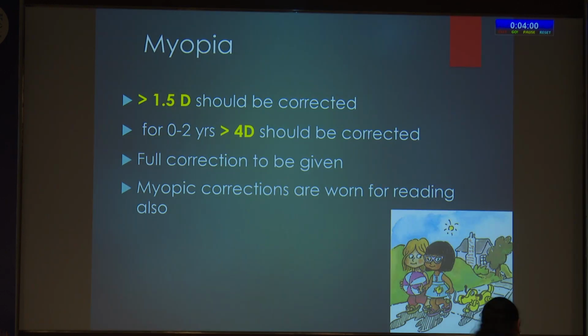So, prescribing guidelines, I am sure you all know about this one. Myopia of more than 1.5 in an older child should be corrected. Less than 2 years, more than 4 diopters to be corrected.